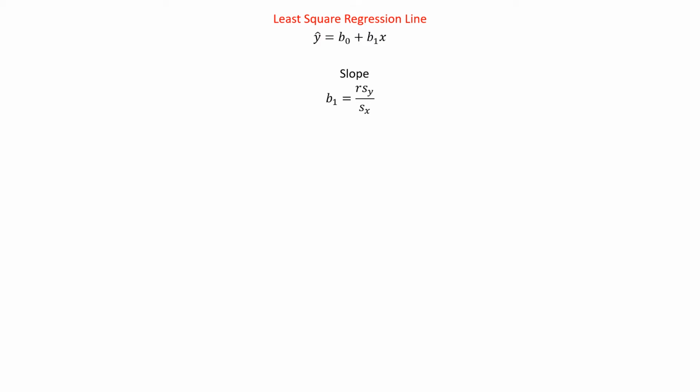And then the correlation gives it a multiplier, and it also gives it the sign, because the standard deviations are both going to be positive. So the correlation gives it the sign. That's why when it's a positive association, it has a positive correlation, and the same with negative. So that's the slope. And what the slope does is it gives us the average change of y for every one change of x.